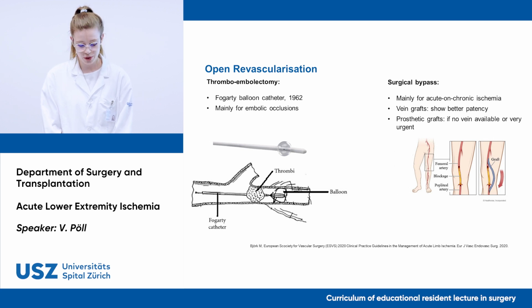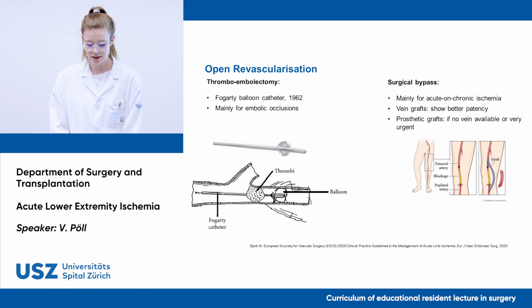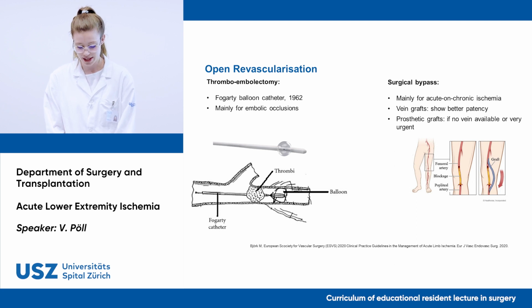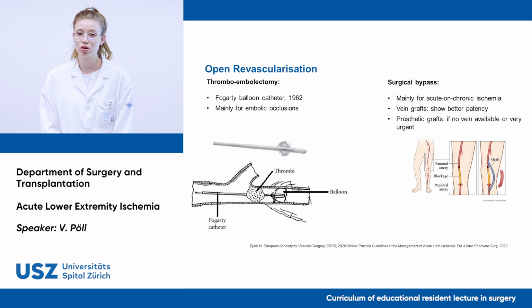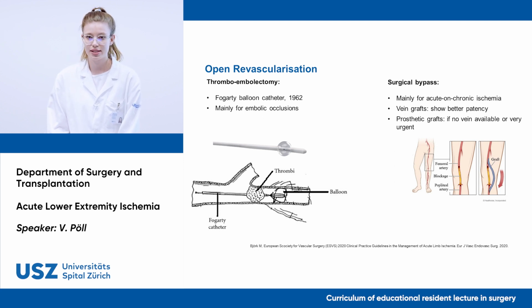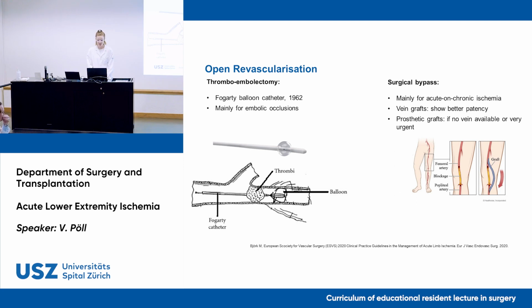So in case of thromboembolic occlusion, depending on the length of the occlusion, surgical bypass is indicated. This is often the case in acute on chronic ischemia. Vein grafts did show better patency in the recent studies.